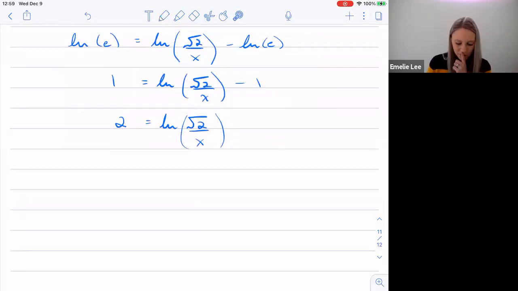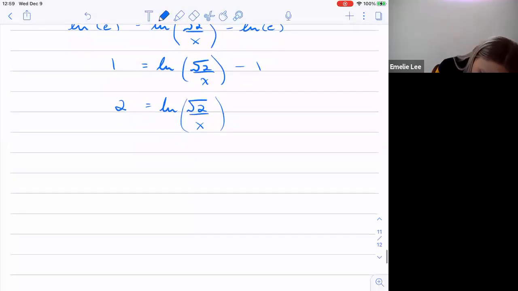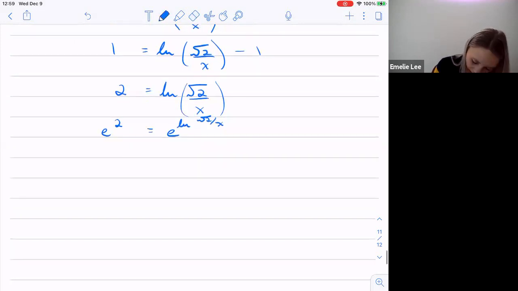Now, to shake this ln, I need to solve for the x, so I need to get it out of the log. And so to get rid of the natural log, I need to raise everything to the power of e. So e to the power of 2, remember you have to do it to both sides, e to the power of 2 is e to the power of ln of root 2 over x. And so you have e to the power of 2 is e to the ln of root 2 over x.